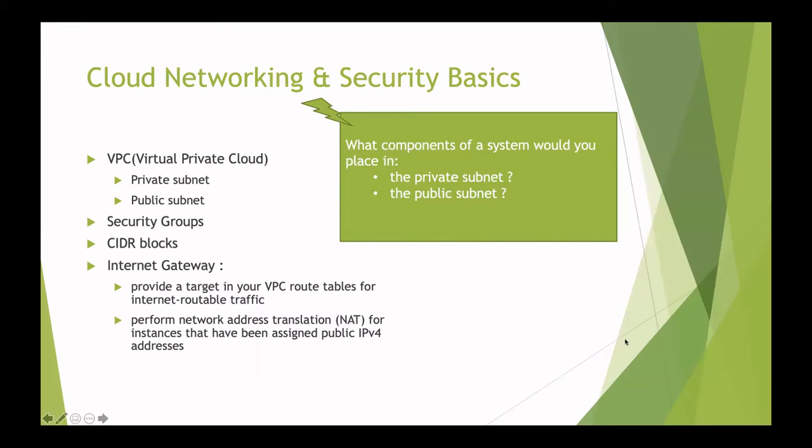Now we are going to learn about some networking. So network in a cloud is called a VPC, virtual private cloud. And inside that bigger network, we create multiple small networks called subnets, or simply subnetworks. So you can have two types of subnets, like public subnet and private subnet.